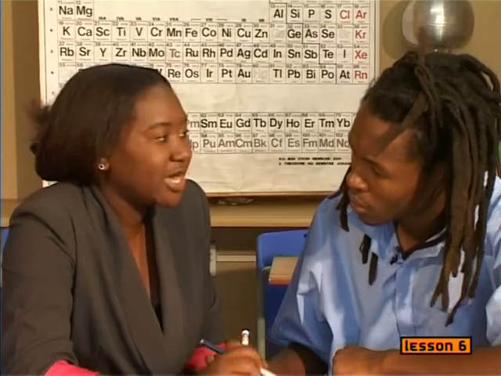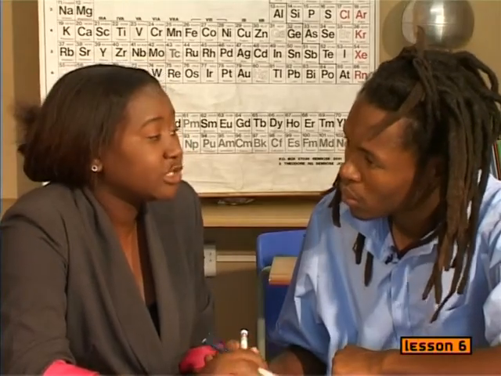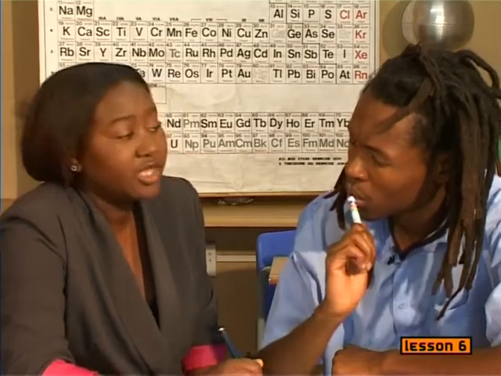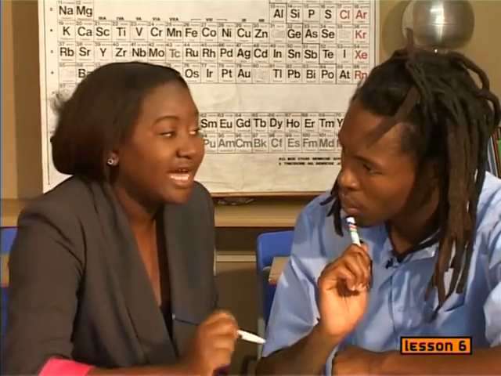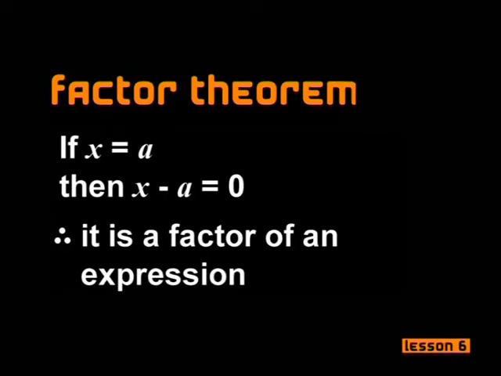In order to factorize a cubic expression, we first need to look for a common factor. If there is no obvious common factor, then we use the factor theorem to find a factor. We substitute by trial and error different values for x until we find one that makes the expression equal to 0. So if the x value equals a, then x minus a is the factor.